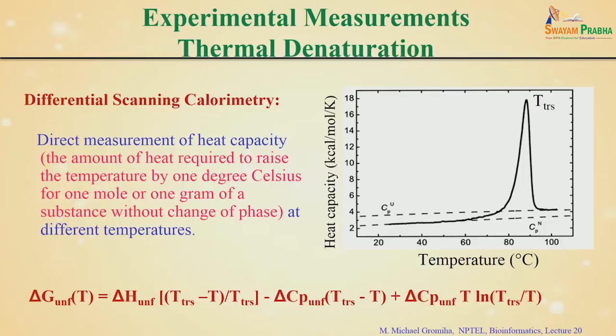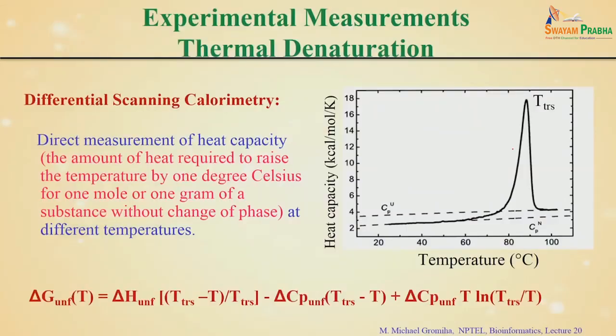So this is based on chemical denaturation. Likewise, you can use thermal denaturation. So what is thermal denaturation? We give heat, right? So here you can see temperature versus heat capacity. In this case, you can directly measure this transition temperature, because the amount of heat required to raise the temperature by 1 degree Celsius with respect to 1 gram of substance without any change in the state, with no change in the phase, you can calculate.